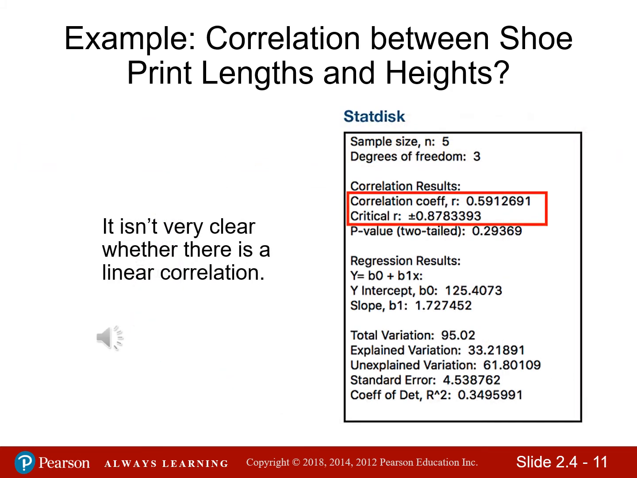The researchers in this example used the app DACC to calculate the results of a linear correlation coefficient and found that R was equal to 0.591. Because our correlation is positive, we know that there is a positive association between shoe print length and heights of males. But now we want to determine if there's a strong association between our two variables.